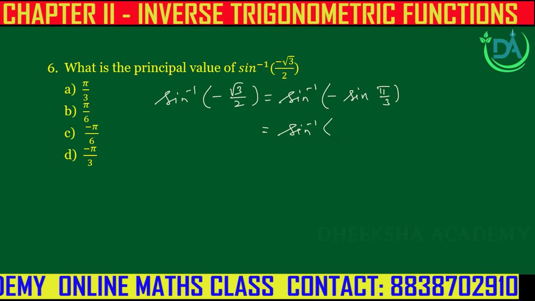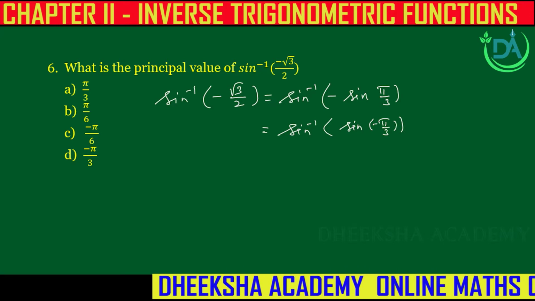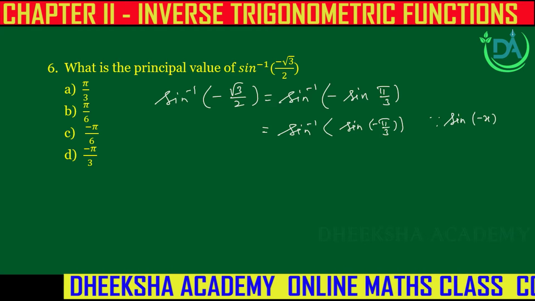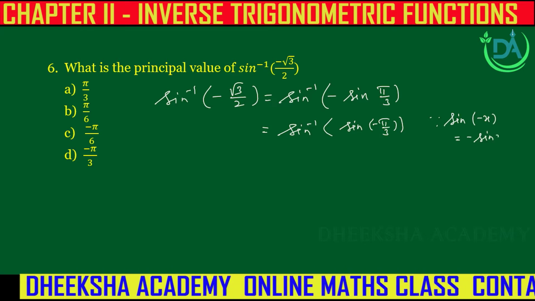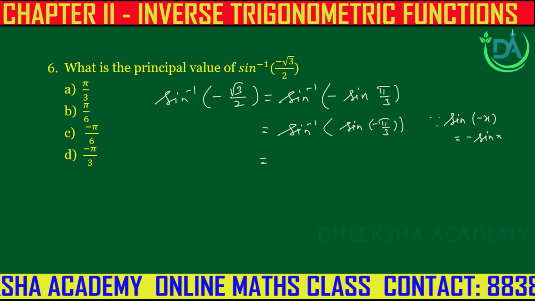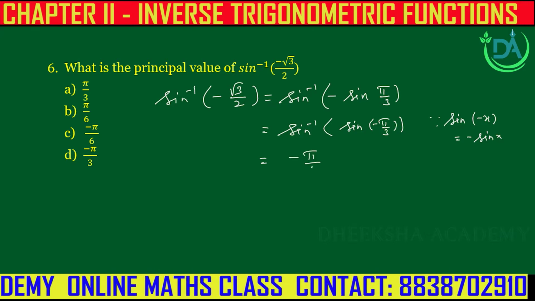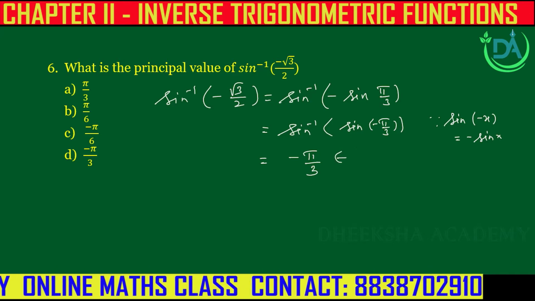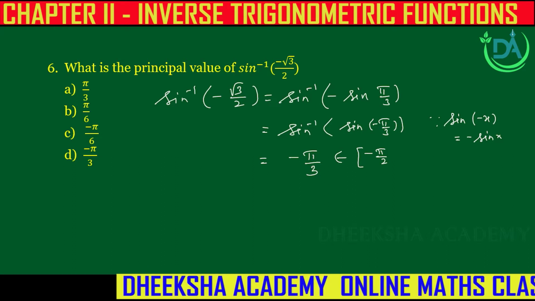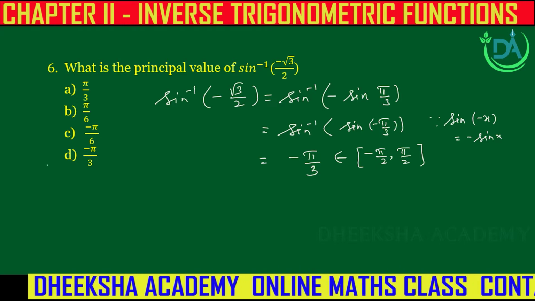Minus sine pi by 3 becomes sine of minus pi by 3, since we know the formula, sine of minus x is equal to minus sine x. So minus sine pi by 3 equals sine of minus pi by 3, which gives sine inverse of sine of minus pi by 3 equal to minus pi by 3. Okay, which belongs to the principal value branch minus pi by 2 to pi by 2. So the answer is minus pi by 3.